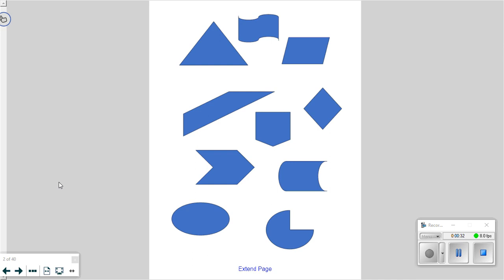Zach, put your pencil down. You're not writing anything. And shapes I do not know the name of. When you finish, give me a secret thumb, please.